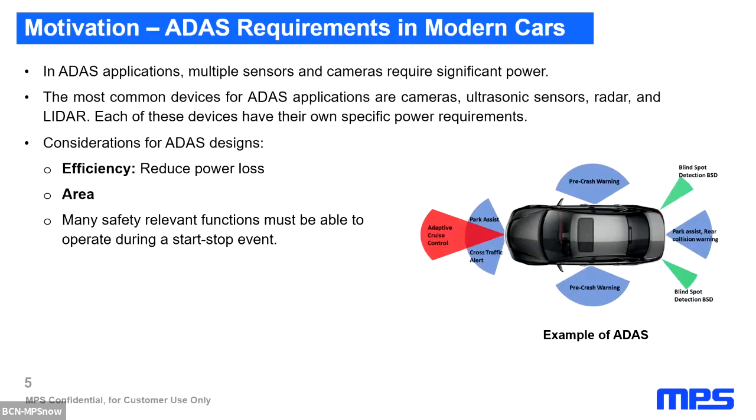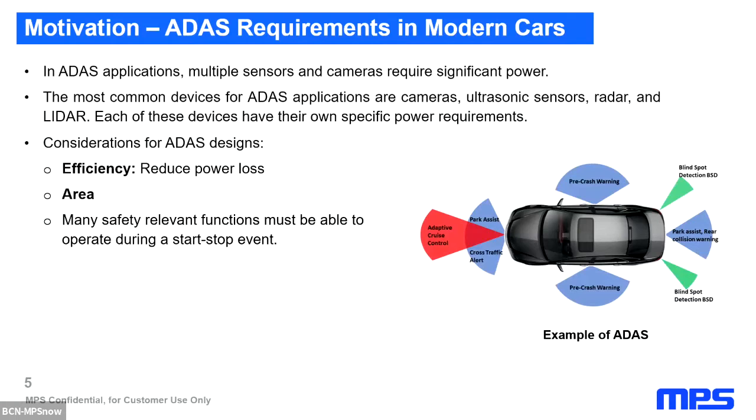Due to that, ADAS designs must ensure the following aspects. First, the efficiency must be high in order to reduce the power loss. Second, these designs must occupy the minimum amount of area. And thirdly, many safety relevant functions must be able to operate during start-stop events. In other words, some functionalities must ensure their operation all the time the car is in use.